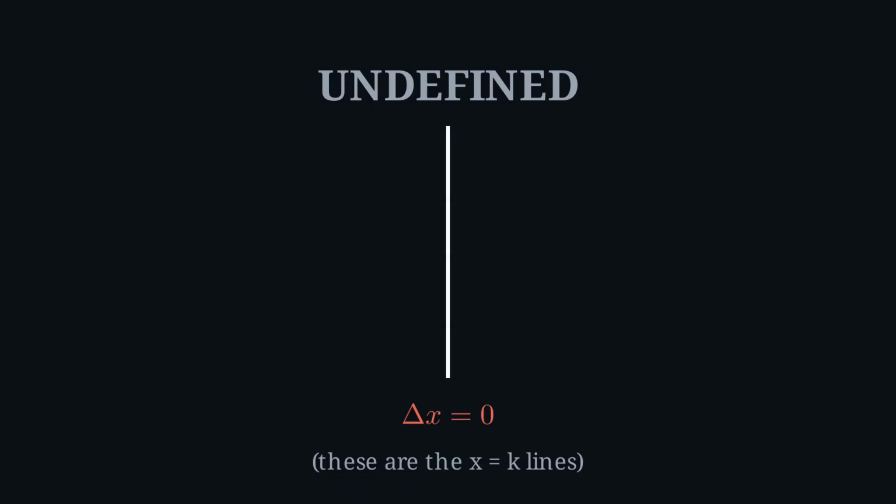The cliff. On a vertical line, the horizontal change is always 0, and dividing by 0 is undefined. So its slope is undefined. These are the x equals k lines, the ones that couldn't say y equals.